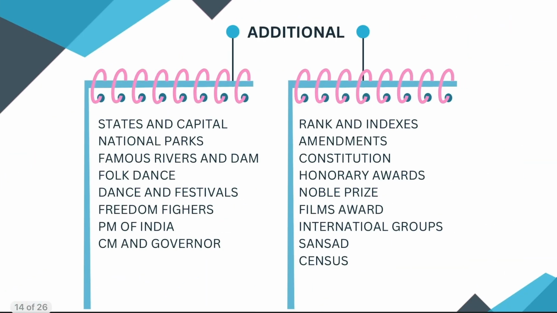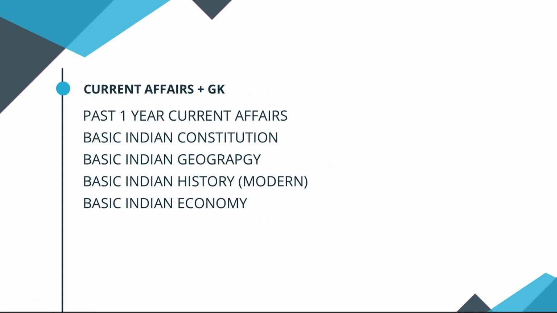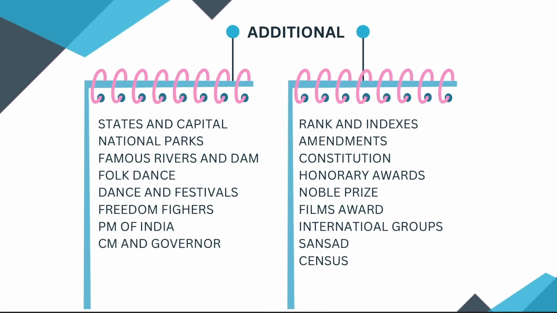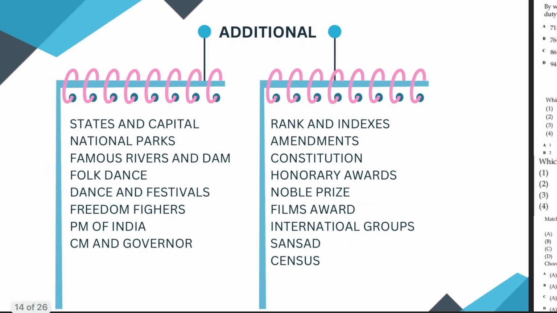And additionally, these are some of the basic topics, overall themes, and some additional topics from where questions have been asked in the previous year, and some topics which are highly important and can be asked in this year's examination. So we have selected these topics, which are states and capitals, national parks, famous rivers and dams, folk dance, festivals, freedom fighters, prime minister, governor, CMs, rank and index, amendments, constitution, awards, prizes, then international groupings, then Sansad, Lok Sabha, Rajya Sabha, then census.